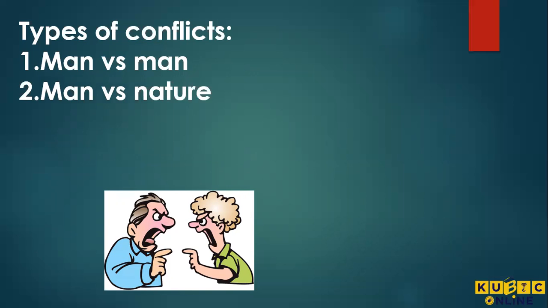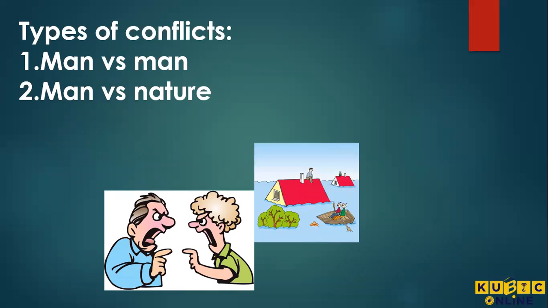The next one is man versus nature, where something like floods, something like fire, something like an earthquake, you never know, right? Something that is not predictable, something that is not in your hands. That is man and nature. Conflict between man and nature.